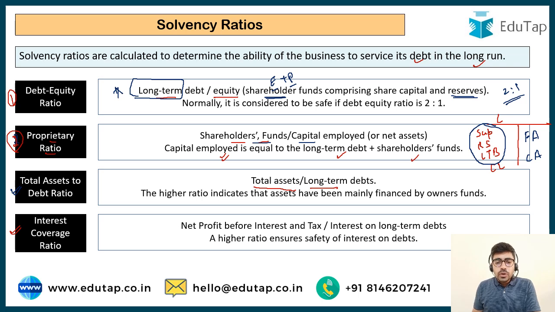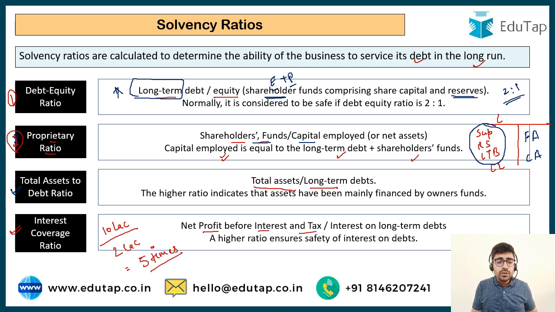So this ratio is going to consider in the numerator the profit before interest and tax. Okay, the profit that the company generates before making any interest payment. And this is going to be divided by the interest payment that the company has to make. Now suppose the profit before interest of the company is 10 lakh and the company has to make an interest payment of 2 lakh. So this is going to be 5 times.